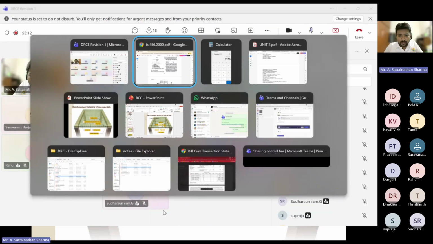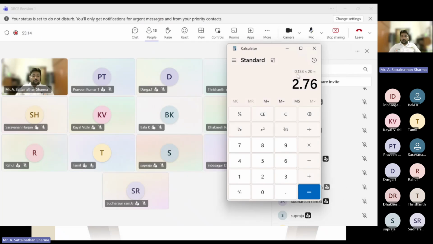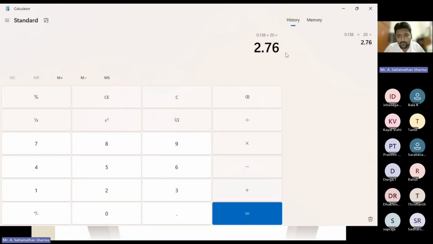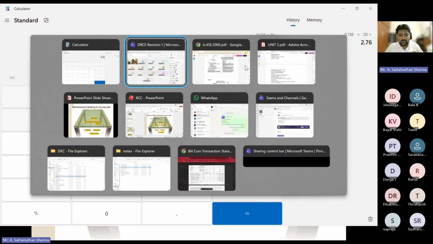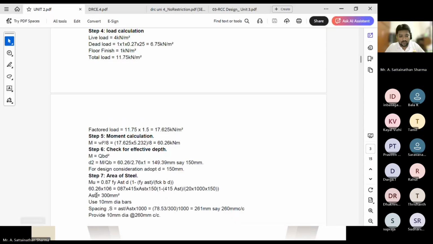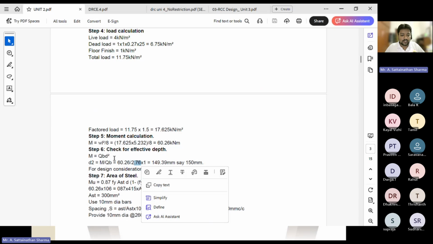Okay, we are with the calculator, right? So 0.138 fck B D square is very common. That is also from the code book. So here they have done 0.138 into 20. If you put it, you will get 2.76. That is what they have given here. See here, 2.76.